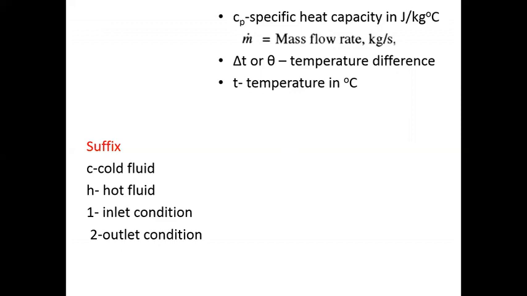In addition to this suffix, we have some other notations also. Cp, you may probably know that Cp is specific heat capacity of the fluid in kilojoules per kilogram degree Celsius. M dot represents mass flow rate of the fluid in kilograms per second. Delta T or theta represents temperature difference, and T represents the temperature in degree Celsius.